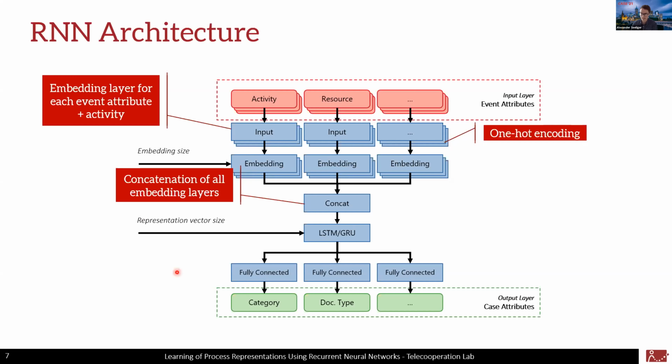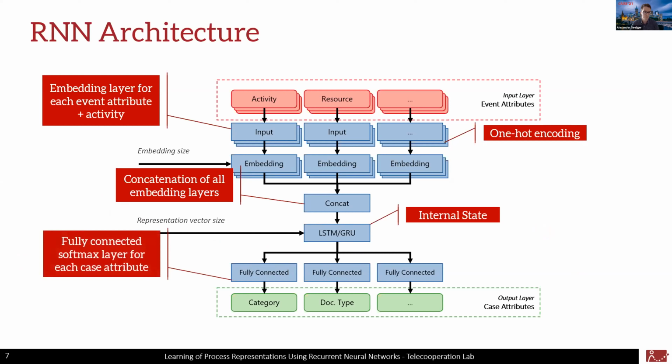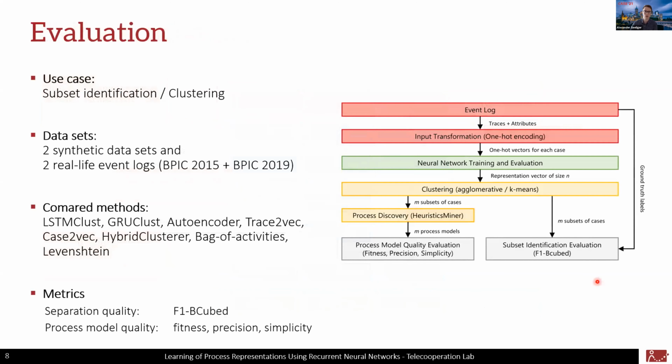What is interesting, you can again determine how big or small your representation should look like, just by specifying the representation vector size. So the output of the recurrent neural network is then simply connected to the output, the case attributes in this example, like the category or dog type and so on. And again, this is the interesting part here, where we just pick up the representation of each of the cases. So let's see how this works in practice.